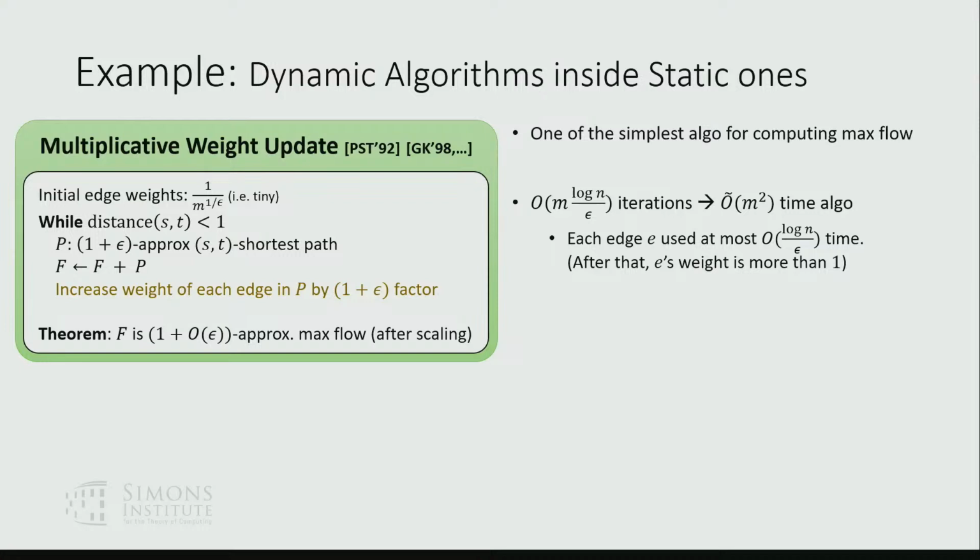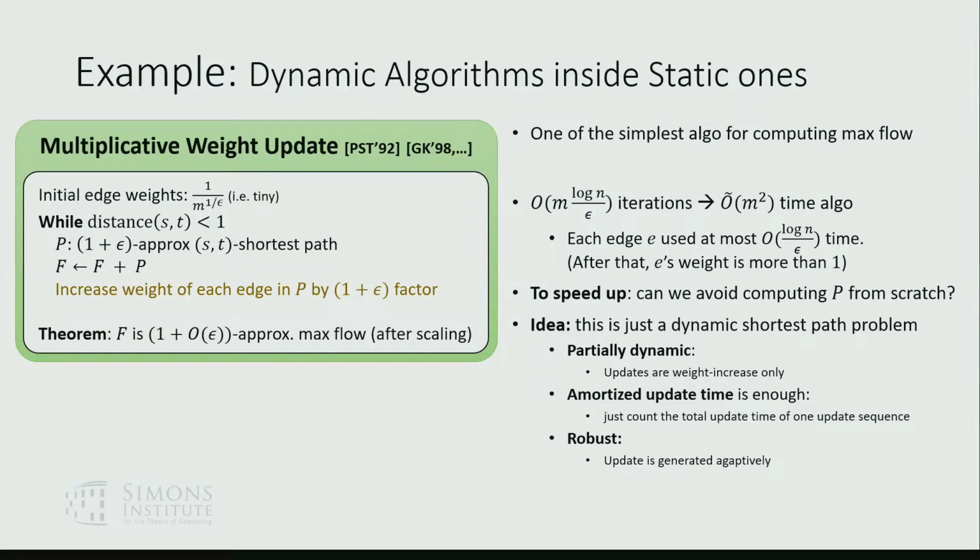So that's quite nice, but just from the description of the algorithm, it's quite clear that one should be able to improve this using a dynamic data structure, because we should be able to avoid computing this shortest path from scratch at every step. And what do we need from that? Well, what we need is just a dynamic shortest path problem.